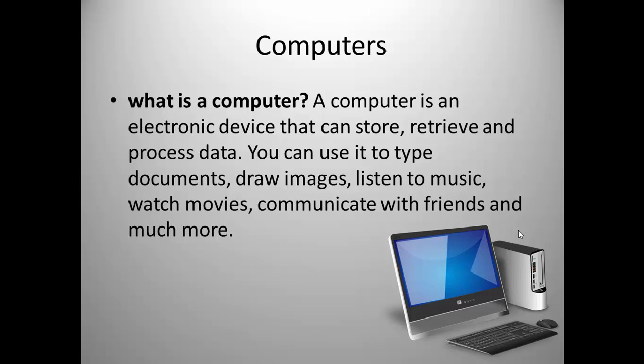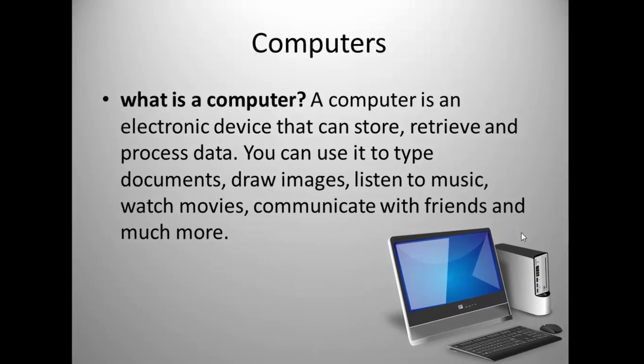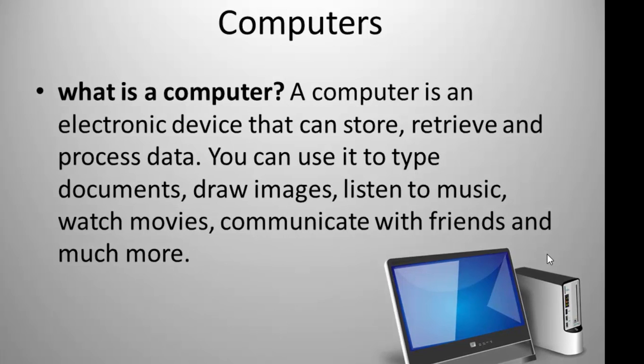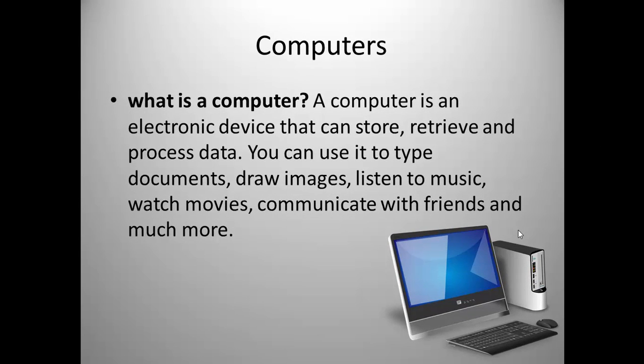Alright, we will start with the definition of computer, and as I mentioned in the first lesson, we need to memorize this definition just as we memorize our own names. The computer is an electronic device that can store, retrieve, and process data. You can use it to type documents, draw images, listen to music, watch movies, communicate with friends, and much more. I'm pretty sure you can do much more than that, right? But this is the main definition of computers. A computer is an electronic device that can store, retrieve, and process data.